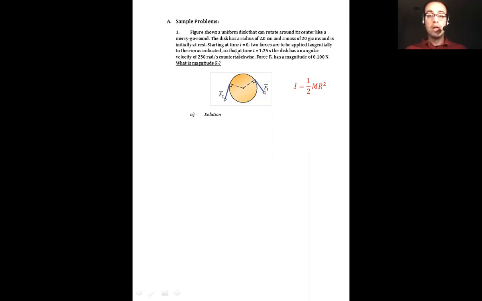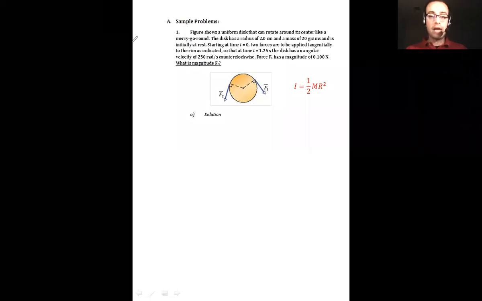at rest. Starting at time t equals 0, two forces are applied tangentially to the rim as indicated, so that at time t equals 1.25 seconds, the disk has an angular velocity of 250 radians per second counterclockwise. Force 1 has a magnitude of 0.1 newtons, and we're asking about what the magnitude is of force 2.